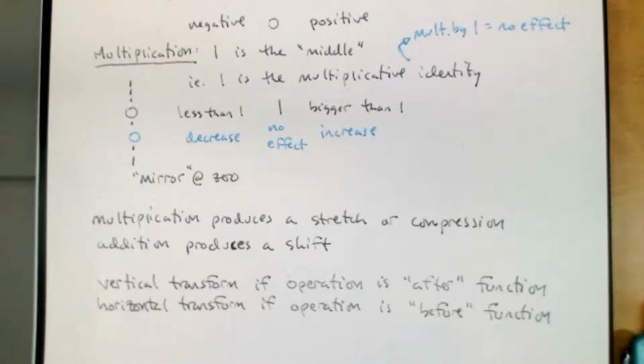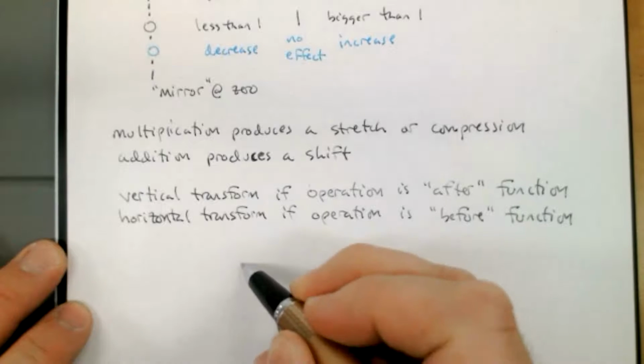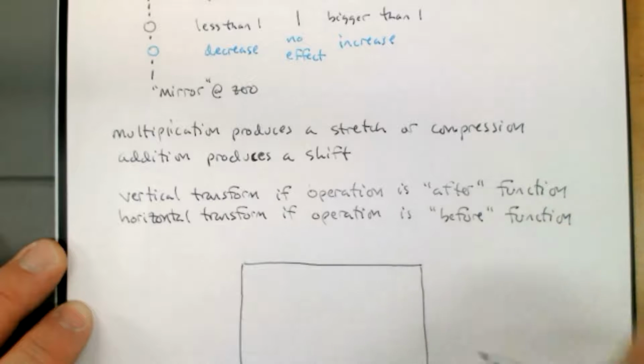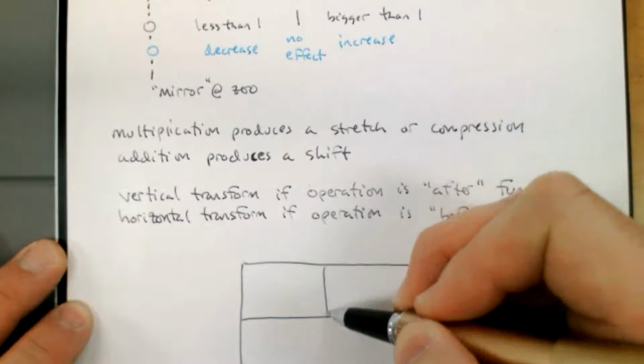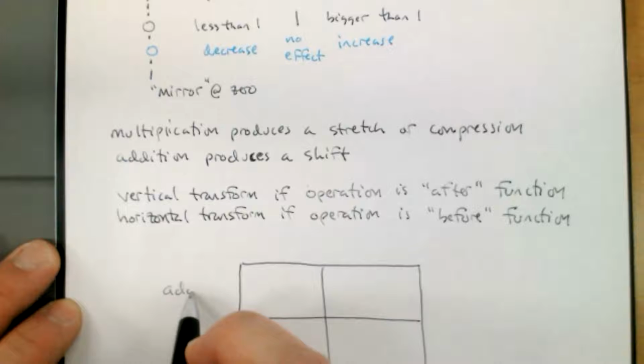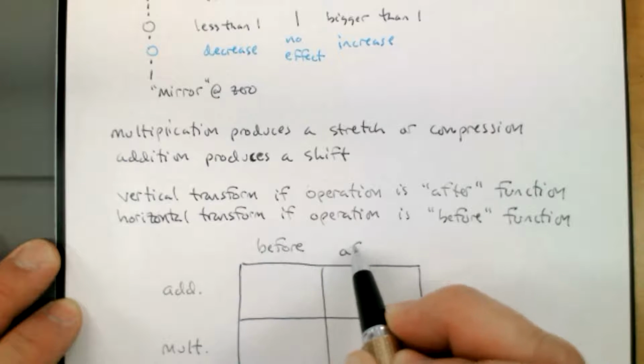Two operations with two locations makes four possibilities. Addition before, addition after, multiplication before, multiplication after. And so that makes us want to draw a square. We have two operations. We can do addition or multiplication. These changes can happen before or after.